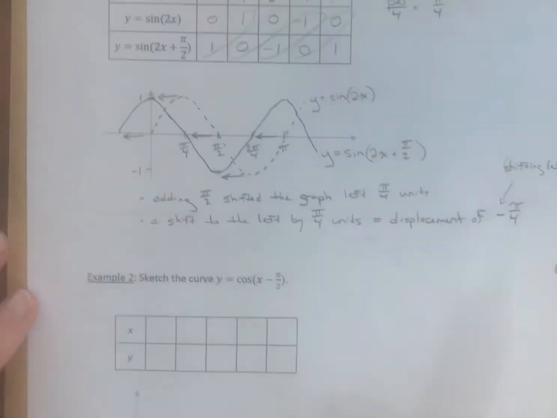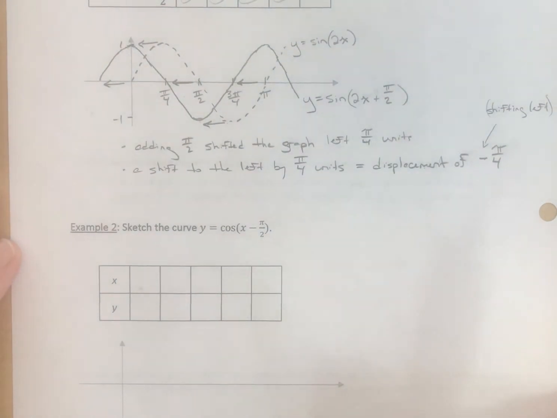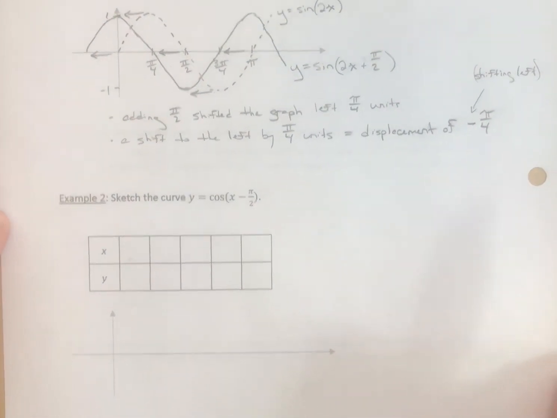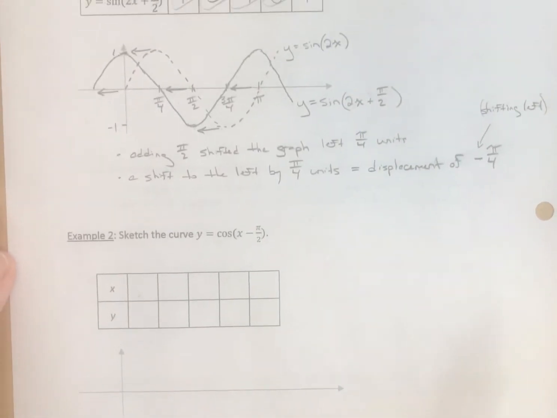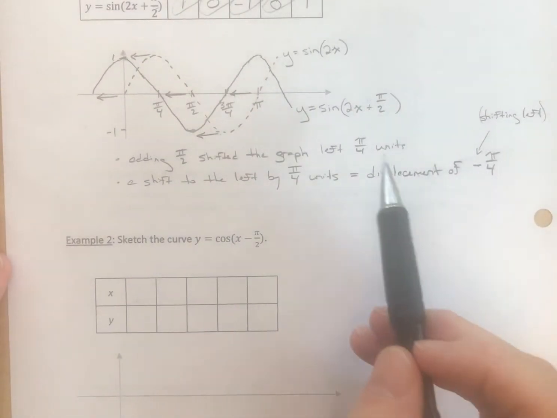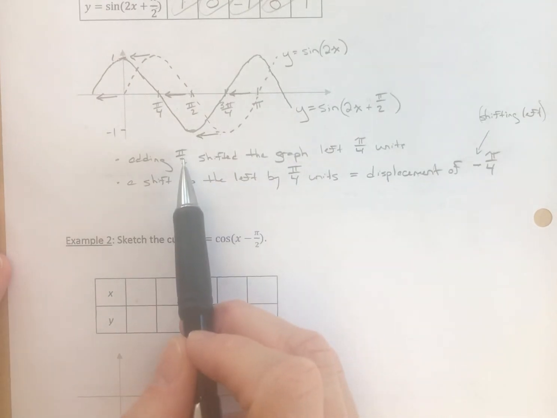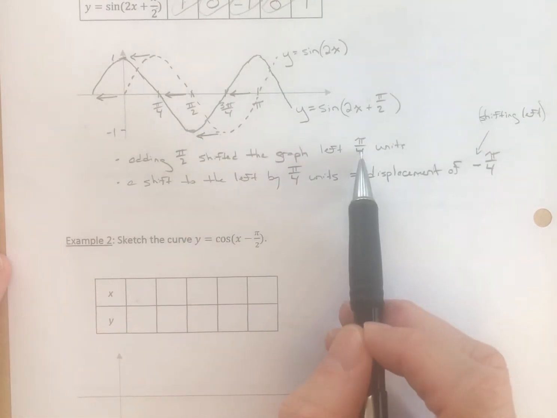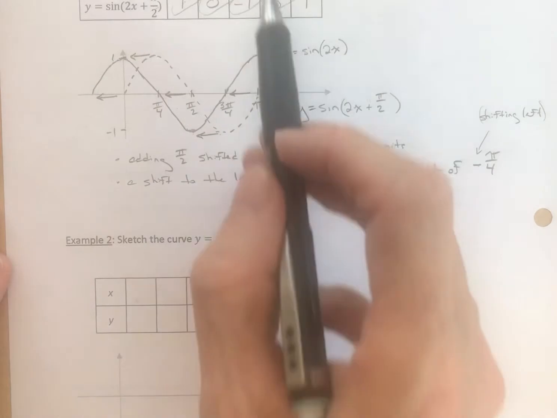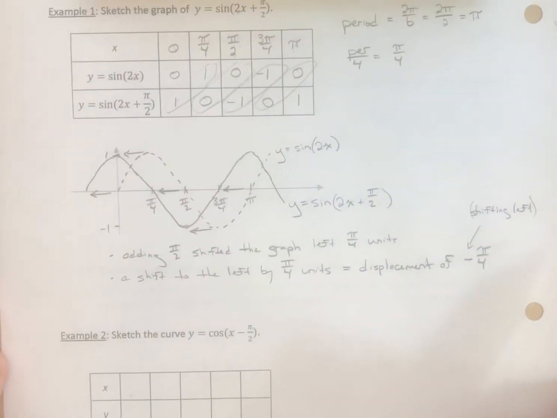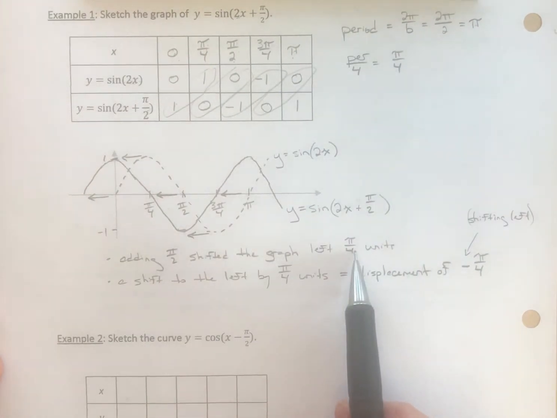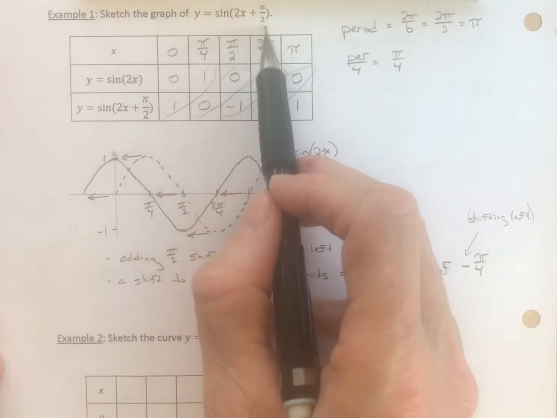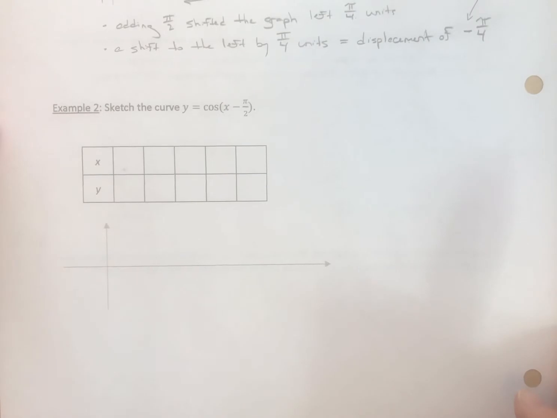Okay, let's do another example, and then we'll do a general look at how things are working. Okay, so what we need to notice here, let's remind ourselves, we had a shift. We added pi over 2, we had a shift left of pi over 4. So obviously there's more to it than just this plus pi over 2, because the shift was pi over 4. There's a bit more to it than just that piece at the end there.